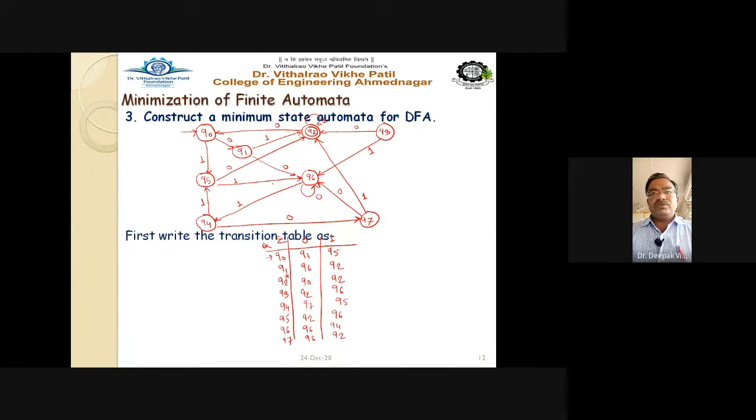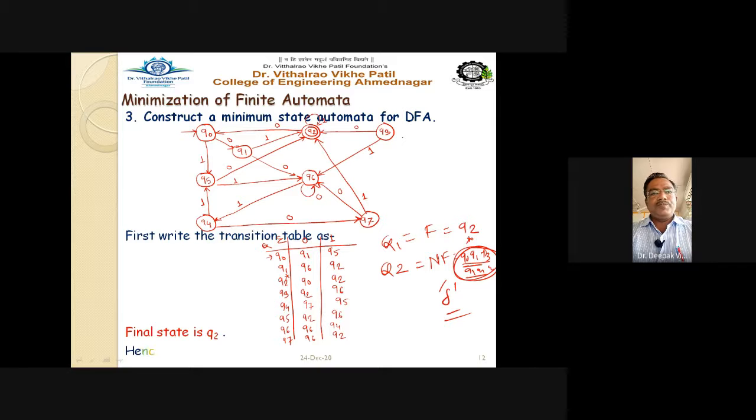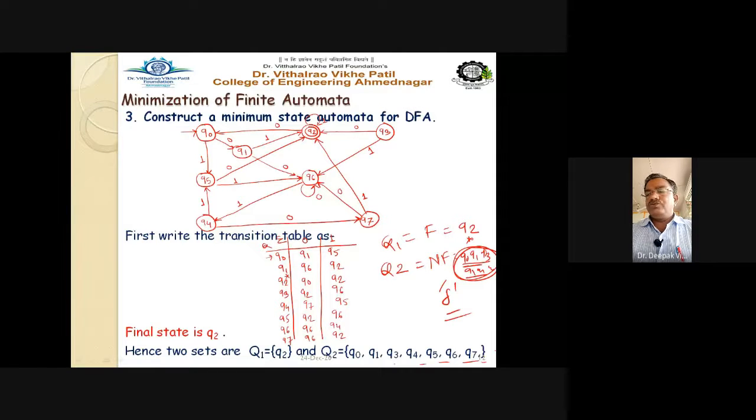So what we have to do here? We have to write down their classes. Q1 consists of your final state, that is nothing but your Q2, and capital Q2 is nothing but your non-final states, excluding this Q2: Q0, Q1, Q3, Q4, Q5, Q6, Q7. So all the delta transitions of all these non-final states, we have to find out. So the same final state is Q2. Hence, two sets are being created, that is capital Q1 equal to {Q2}, that is the final state, and capital Q2 equal to {Q0, Q1, Q3, Q4, Q5, Q6, Q7}, right?